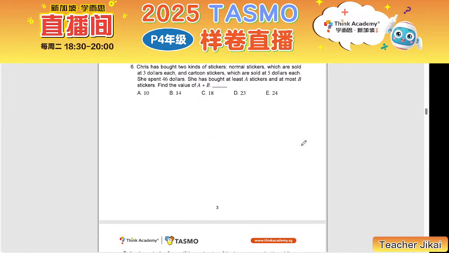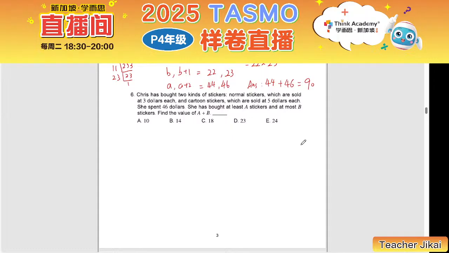Okay. So now question 6. Chris has bought two kinds of stickers. Normal stickers sold $3 each. Cartoon stickers sold $5 each. And we know the total spent here is 46. So she has bought at least A stickers and at most B stickers. So what is the value of A plus B?